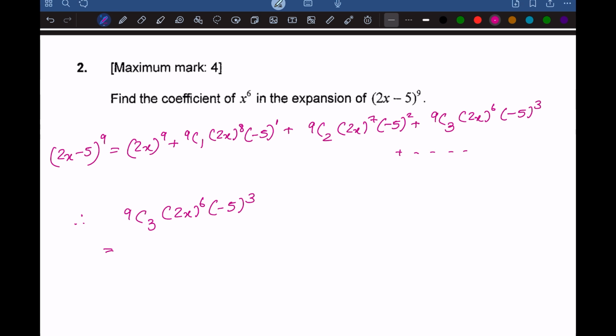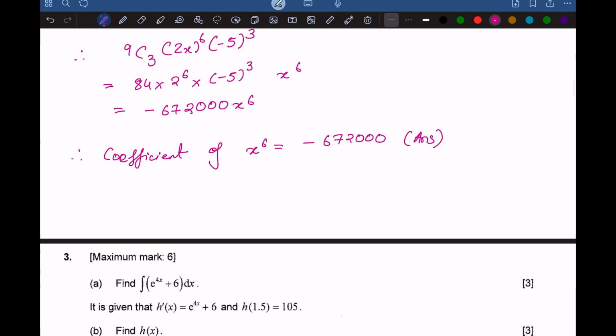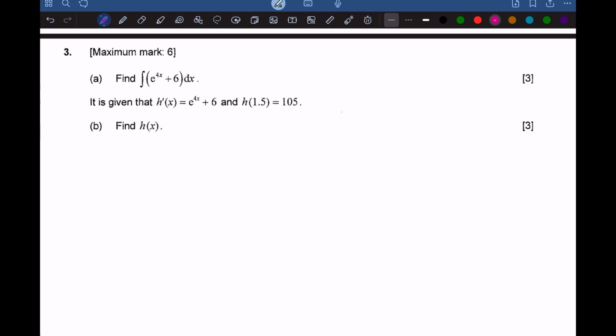So 9C3, using our calculator, gives us 84. This is 2 to the power of 6 times negative 5 whole cubed times x to the power of 6. So if I simplify this, I'll get minus 672,000 x to the power of 6. Therefore, the coefficient of x to the power of 6 will be negative 672,000. And that's the answer to question 2. Now moving on to question 3, we have to solve this integral.